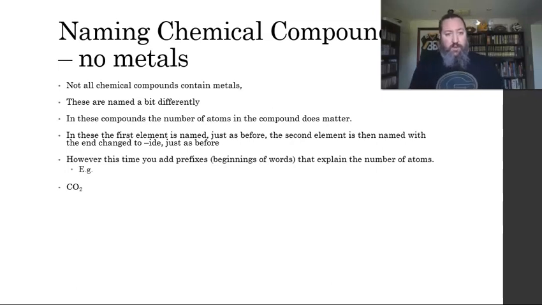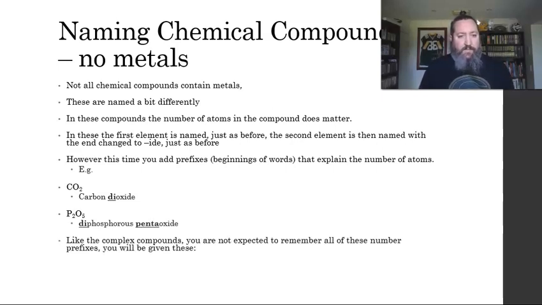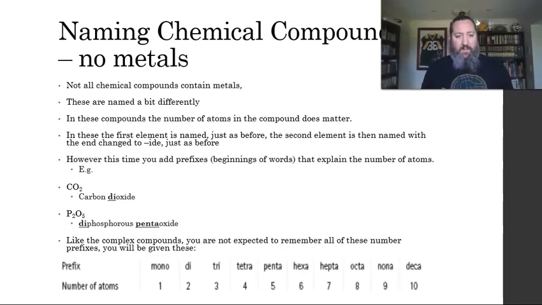So CO2, the two atoms that are in there are carbon and oxygen, and we call this carbon dioxide. We have P2O5, diphosphorus pentaoxide. These little prefixes at the beginning, again, are not things that you'd be expected to remember, but you'd be expected to recognize that that means that there is more than one, or remember that if you've got no metal in your formula, you would need to go and actually name these things using these numbers. All right.